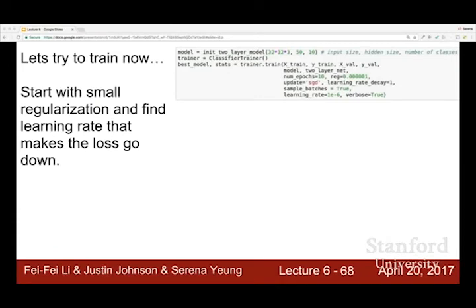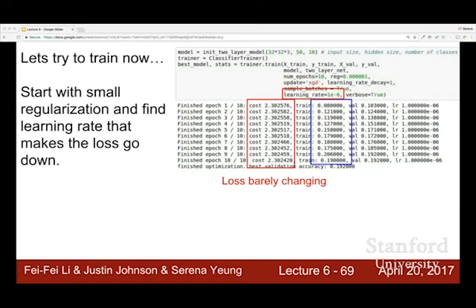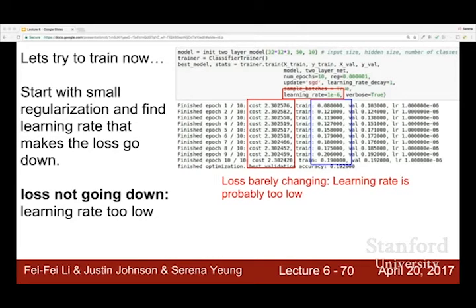Okay, now that you've done that, these are all sanity checks. Now you can start really trying to train. You can take your full training data and start with a small amount of regularization, and first figure out a good learning rate. Learning rate is one of the most important hyperparameters, and it's something you want to adjust first. So you try some value of learning rate. Here I've tried 1e negative 6, and you can see that the loss is barely changing. The reason is usually that your learning rate is too small. When it's too small, your gradient updates are not big enough, and your cost is basically about the same.